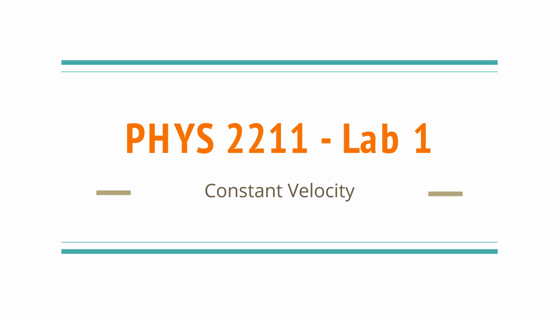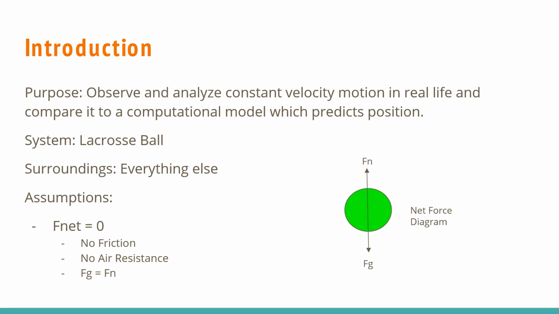Welcome to Lab 1, Constant Velocity. So to start, we're going to talk about the purpose of the experiment. The purpose is to observe and analyze constant velocity motion in real life and compare it to a computational model which predicts motion. So to do this, we're going to need a system.